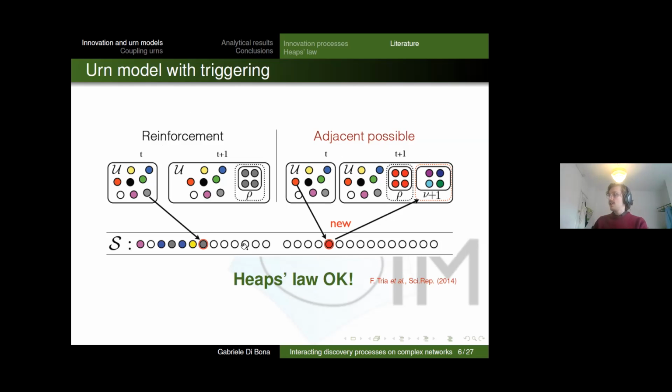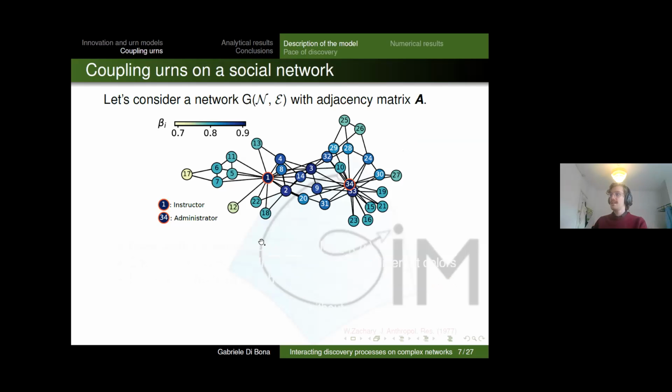And from here, we can identify the Heaps law also analytically. The Heaps law is verified also. Depending on the parameters, we can span the Heaps exponent from 0 to 1. So it's great, everything's fine. But the problem is that here we have only one urn. We have only one individual, while in this work we wanted to study the effect of interactions on this discovery process. So what we did is we coupled these urns through a network.